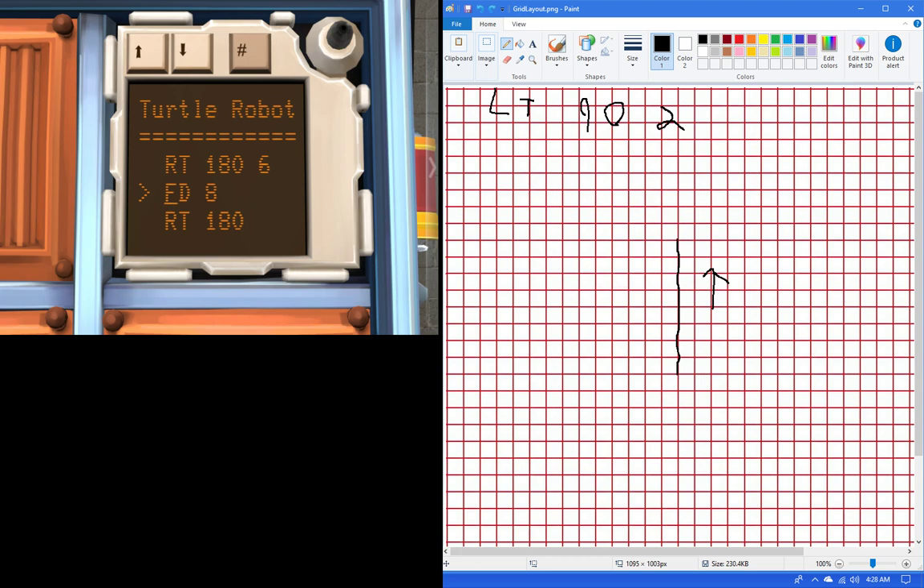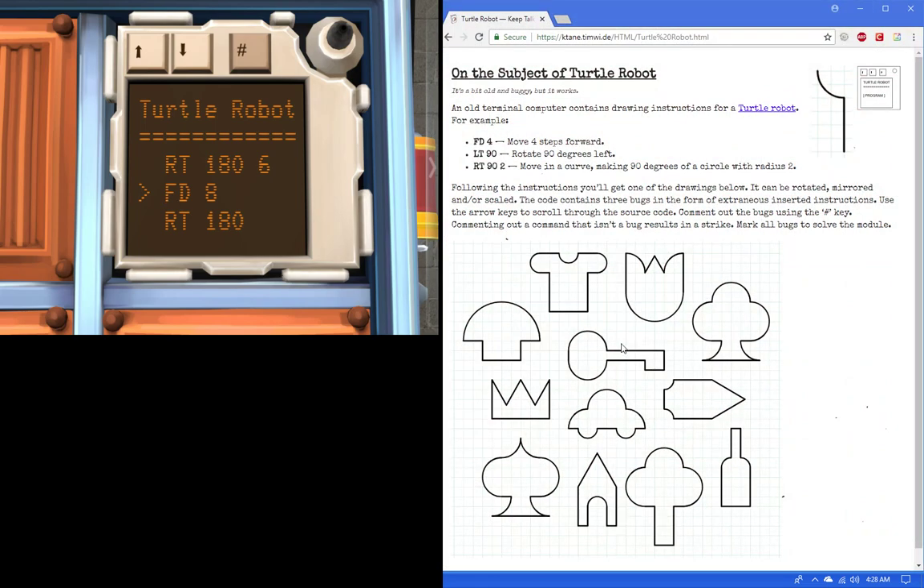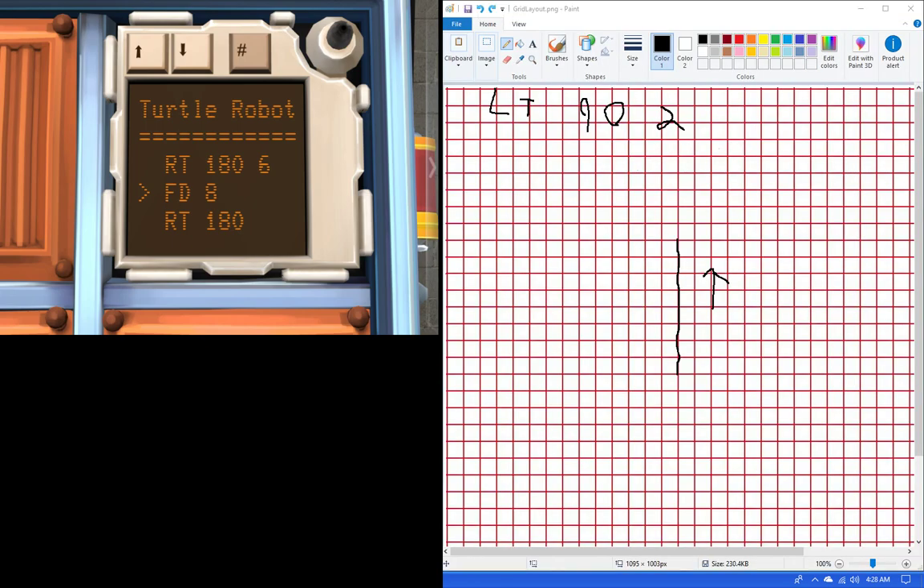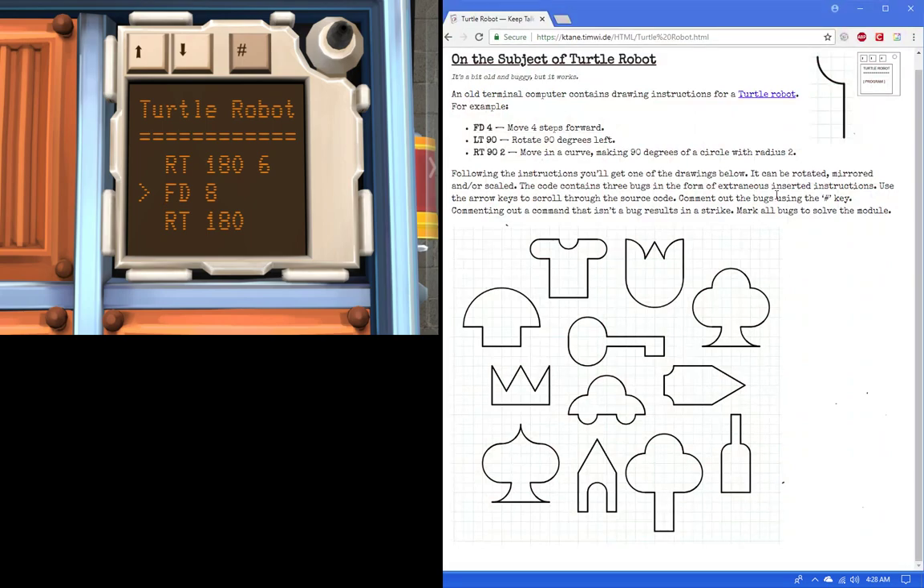So after explaining all these rules, what do we do here, Sean? Well, we have to figure out what this turtle is trying to draw. It could be any of these shapes right here. These shapes, may I add, can be rotated, mirrored, or scaled, which I believe it is being scaled. And this code will contain 3 bugs in the form of extraneous inserted instructions.